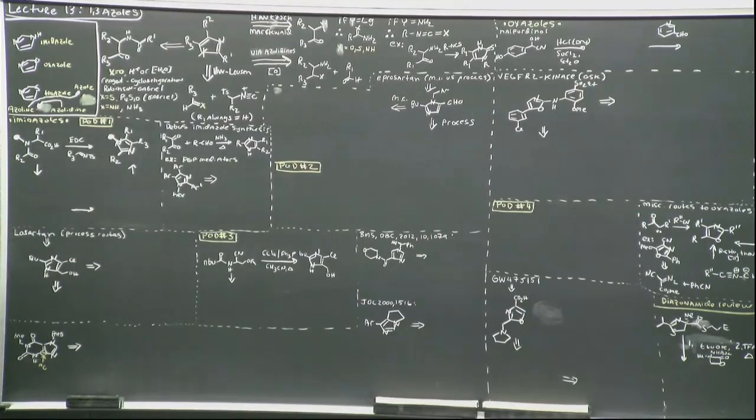One of the most useful ways of making all of these systems is the Van Leusen. The only restriction on Van Leusen is that R1 always needs to be hydrogen because, of course, you're dealing with an isocyanide.